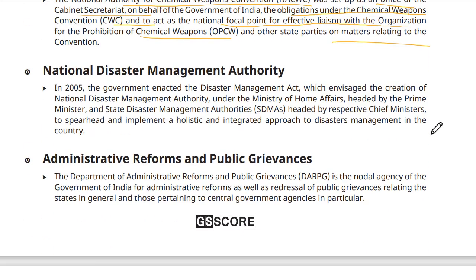National Disaster Management Authority. In 2005, the government enacted the National Disaster Management Act, which envisaged the creation of the National Disaster Management Authority under the Ministry of Home Affairs, headed by the Prime Minister, and State Disaster Management Authorities, headed by the respective Chief Ministers, to spearhead the implementation of a holistic and integrated approach to disaster management in the country.